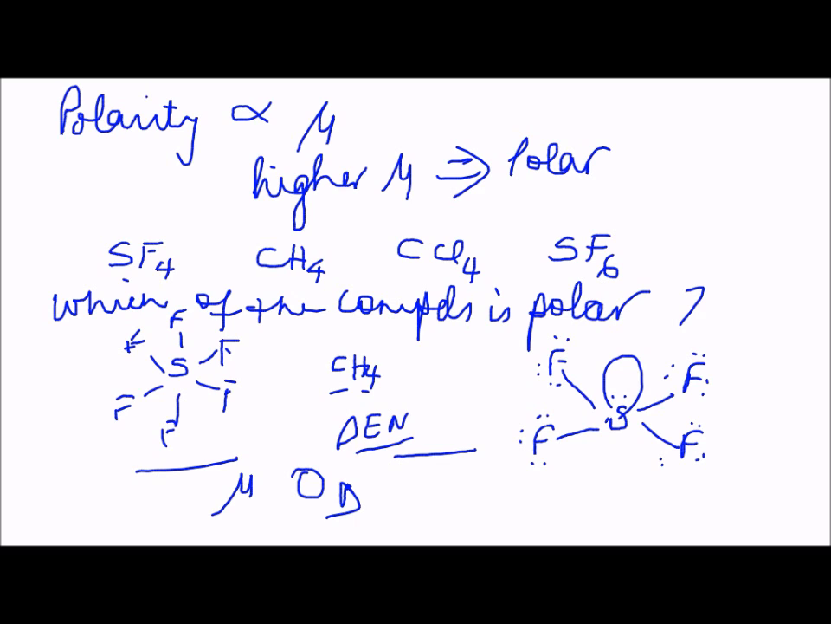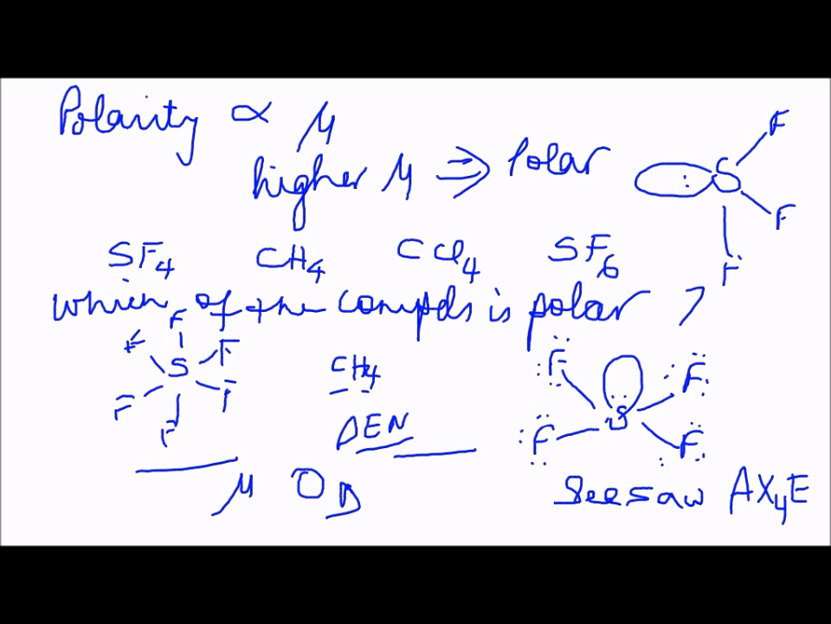And it's because of the presence of a lone pair in SF4. Essentially, the shape of this particular molecule is going to be seesaw. This is of the kind AX4E. So sulfur is at the center. You have the lone pair, the two fluorines. There's a fluorine here and a fluorine here.